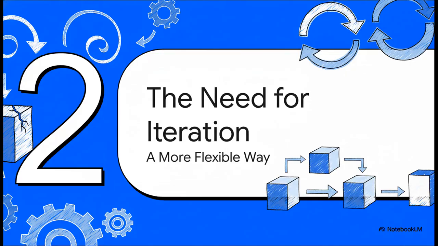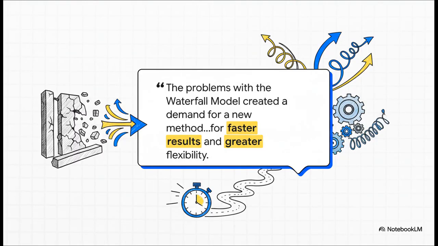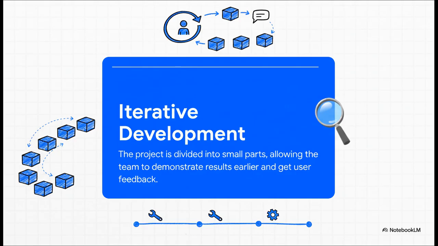Yeah, that inflexibility was a massive problem. It became pretty clear, pretty fast, that the industry needed a much more adaptable way to build things. This led to the whole idea of iteration. This quote from our source material really says it all. The problems with the waterfall model created a demand for a new method which could provide faster results and offer greater flexibility. You can almost hear the desperation there. The industry was basically crying out for a change. And that change was iterative development.